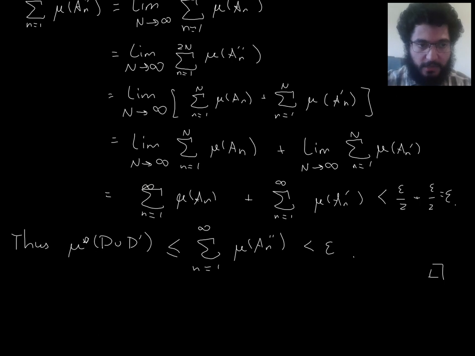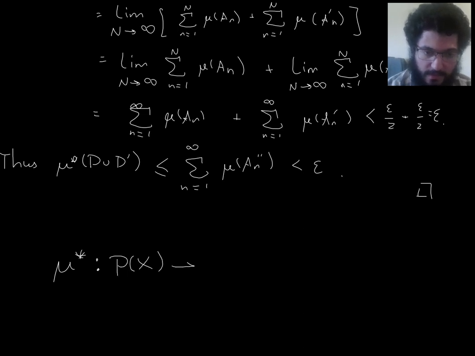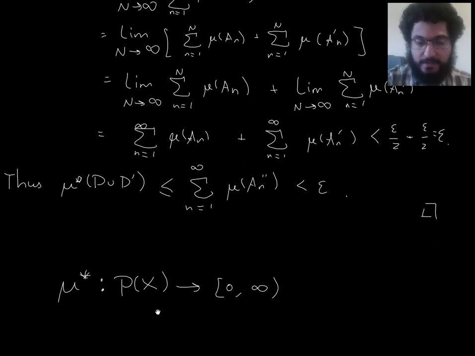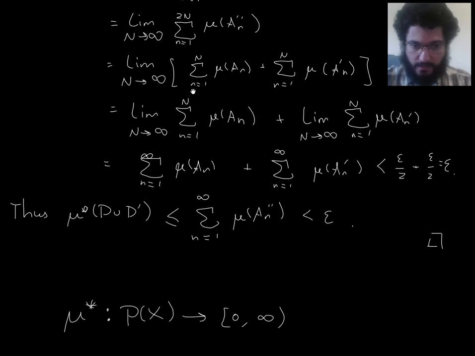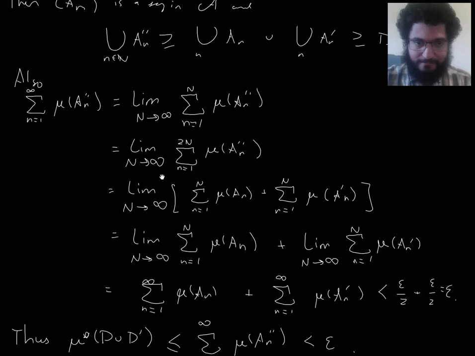Now, something very interesting happened in this proof. So remember, mu star is defined on just the collection of all subsets of X. Any subset, you can talk about the outer measure of that set. And it looks like inside this proposition we have a little proof that mu star is finitely subadditive. Let me see if I can start it at the right place.